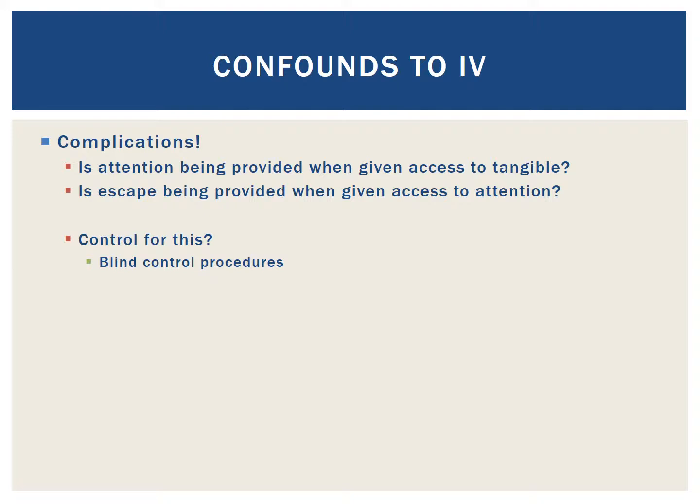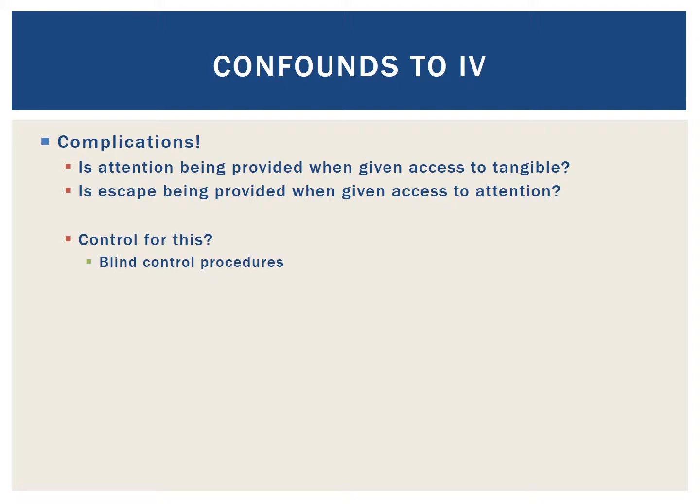Or let's say you're doing a functional analysis condition and it's an escape condition, or let's say you're doing an attention condition. I guess it doesn't matter, and the person's also getting escape at the same time. So you're intending to assess one variable like access to tangibles or access to attention, but at the same time the person's getting something else, escape. So again, that happens all the time with direct observation, and that's one of the weaknesses, is the confounds that are built in. How do you control for that?